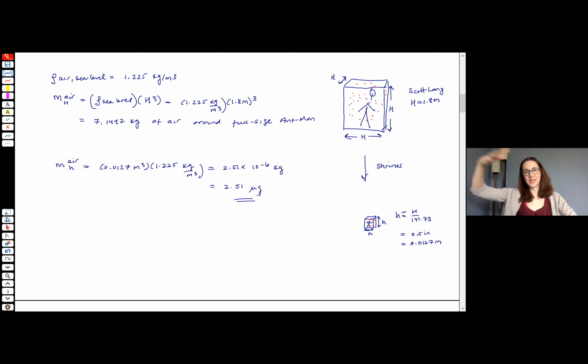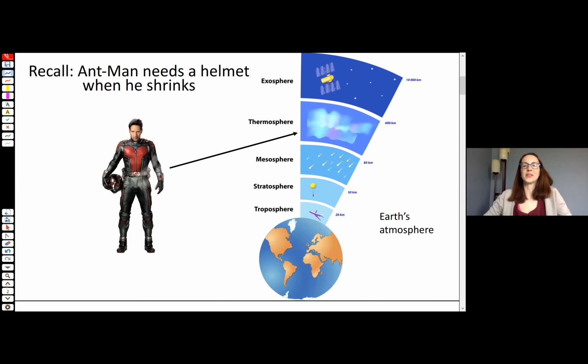If you scale that up, Scott Lang at full size takes a lungful of air and gets a certain number of oxygen molecules. Scott Lang, the size of Ant-Man, takes a lungful of air and gets many fewer. If you were to ask what altitude that is equivalent to, that's how we reach the conclusion that it's almost at the exosphere equivalent altitude. If Ant-Man were to reach that oxygen molecule density just by going up in altitude, where the Earth's atmosphere gets thinner and thinner, he'd have to go all the way to the thermosphere to get such a relatively low density of air surrounding him.